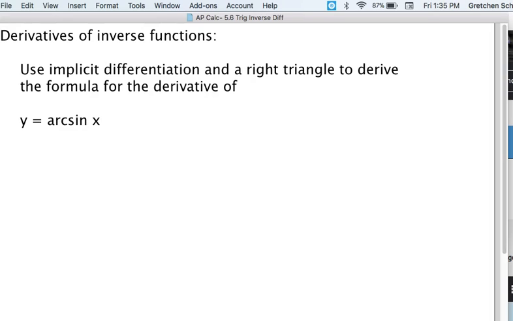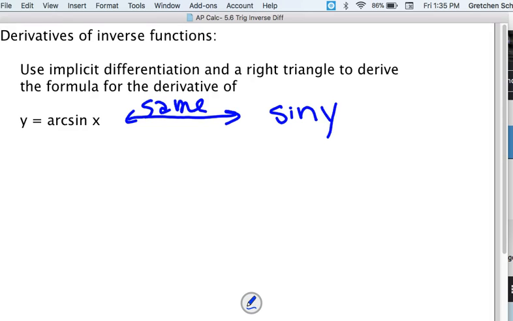So first we need to write an equivalent formula. So what is this the same as? But instead of using arc sine, let's use sine. So that's the same as saying the sine of what? The sine of y equals x. Because this is saying the arc sine of x is y. And doesn't the arc sine give you an angle answer?